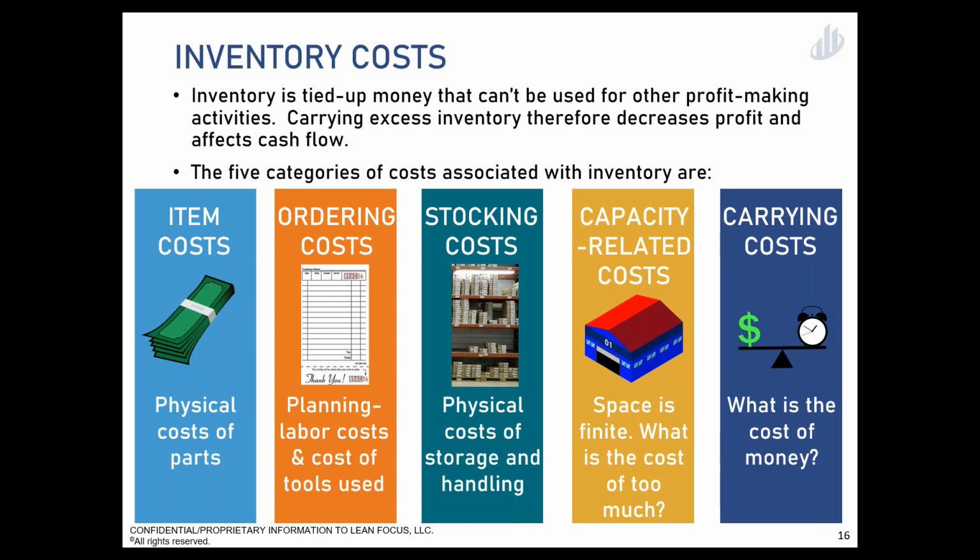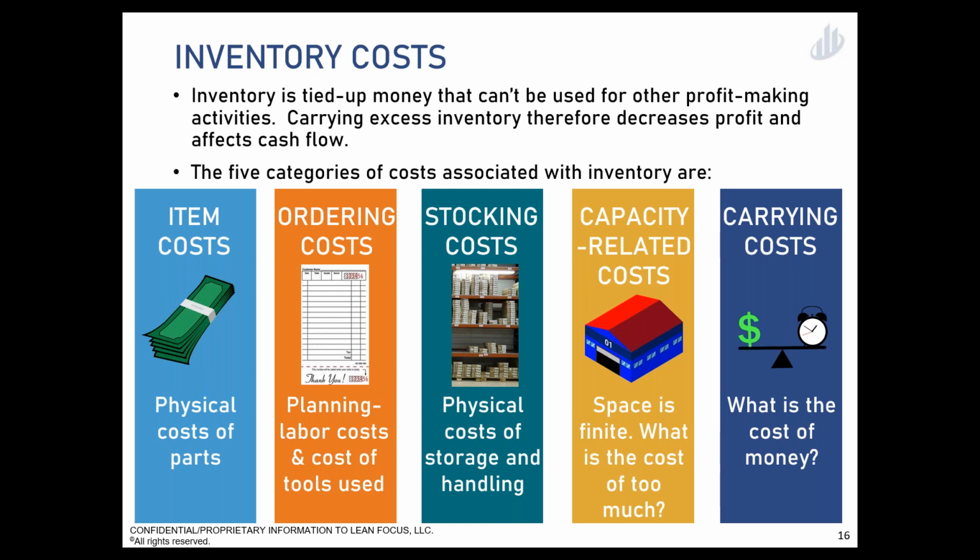Everybody thinks of the category on the left. What does it cost for me to physically pay for the item? That's the cost of material, the invoice cost on the PO. Next is, what does it cost for me to place all those orders? I'm going to issue a bunch of purchase orders or a bunch of work orders for the floor. And there's a labor cost to do that. There's the cost of systems to do that. So there is a cost of the transactional side of managing your inventory.